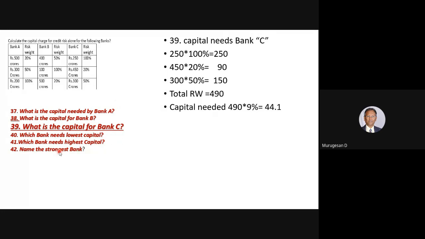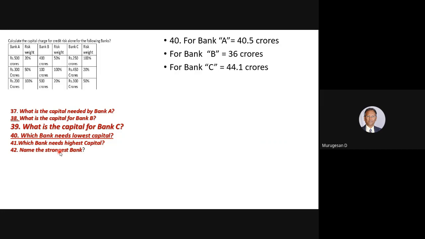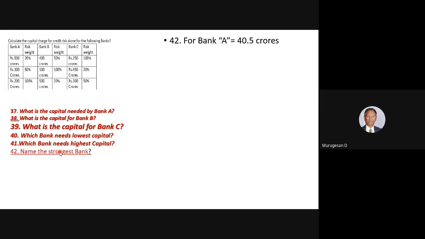Name the strongest bank. Strongest bank means the bank which needs less capital, not the bank which needs more capital, because their assets are very good assets. Risk-weighted assets mean you have to bring more capital, so it is not a good bank, it is a weak bank. That is how they will indirectly test you. Understood or not? Now you come to the next question. These are the questions. Again, practice it.